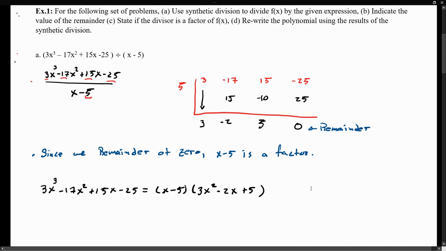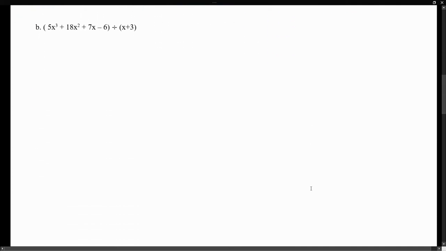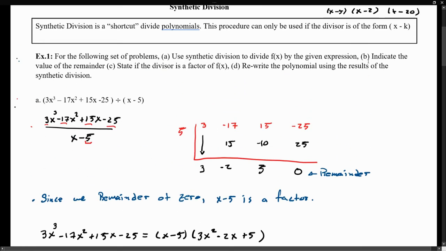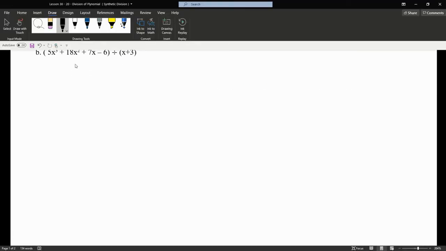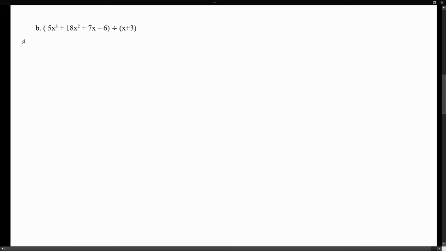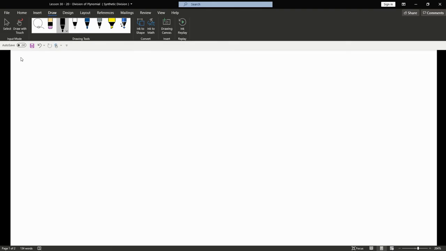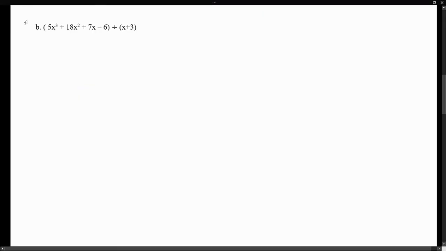Let's do another example. Here we have a different example, but notice that it's a little bit different, because if we take a look at what we want to divide by, that is x plus 3. But we said that synthetic division only works when we have x minus a value, and here we have a plus. So are we allowed to use synthetic division? Yes, we can, but we just got to modify our expression a little bit. So how do we do that?